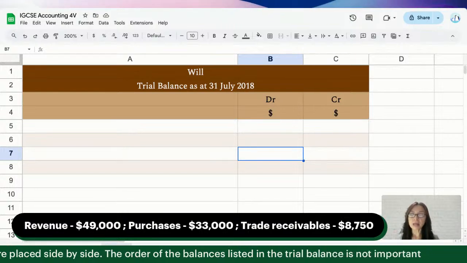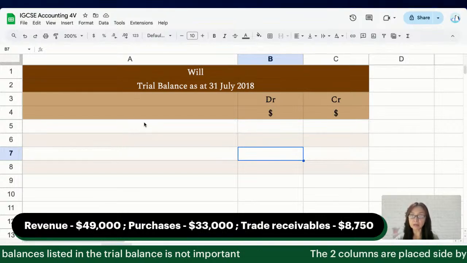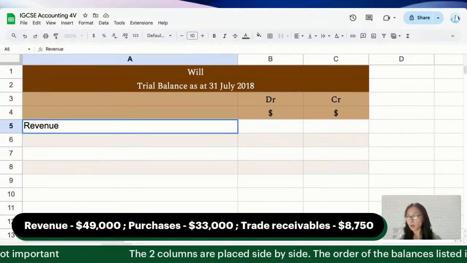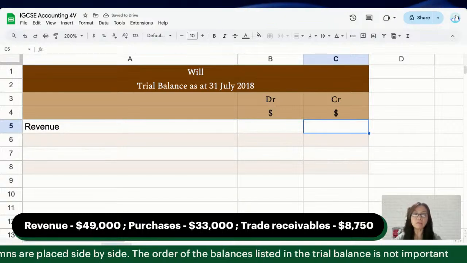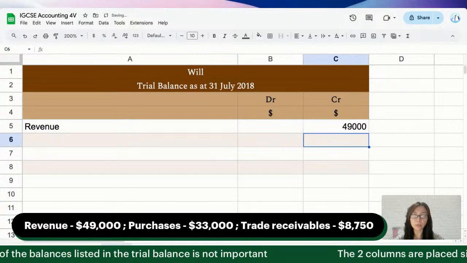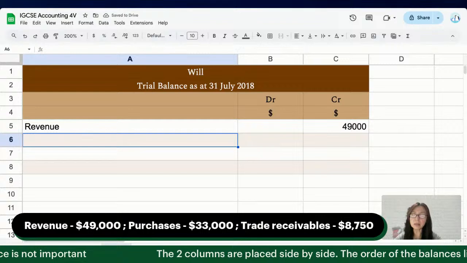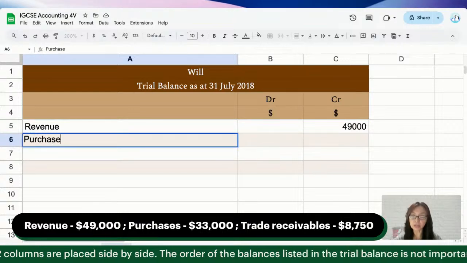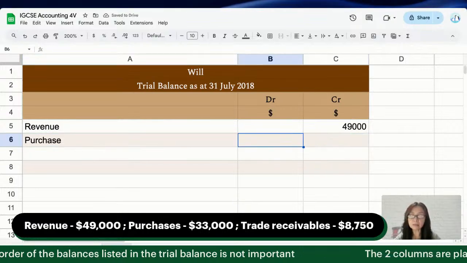Okay, the first entry, we are looking at the revenue. Revenue is for 49,000. Revenue will always go to the credit column. And the next one will be purchases. This is transferred from the purchase ledger, right? Purchases will be in the debit column.